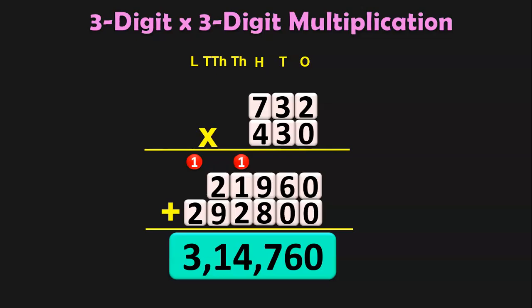To do more sums which involve 0 in the multiplier, either in the tens place or in the ones place or both the ones and tens place, you may visit my 3-digit by 3-digit multiplication video, link to which is given below in the description box. Let us now move on to the next type of sum.